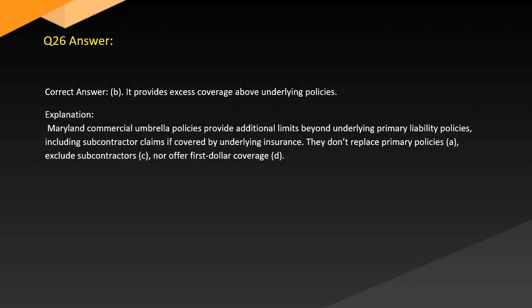Answer. Correct answer: B. It provides excess coverage above underlying policies. Explanation. Maryland commercial umbrella policies provide additional limits beyond underlying primary liability policies, including subcontractor claims if covered by underlying insurance. They don't replace primary policies (A), nor exclude subcontractors (C), nor offer first dollar coverage (D).